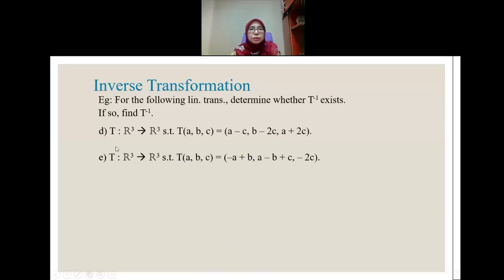The next one, questions D and E, is for you to try to get T inverse. First, determine whether T inverse exists by using the determinant of the standard matrix A. If the determinant is not equal to 0, you should make a conclusion that A inverse exists, thus T inverse also exists. After that, find A inverse and then get T inverse. Good luck with these two questions.